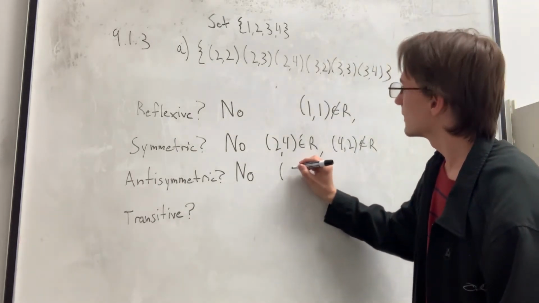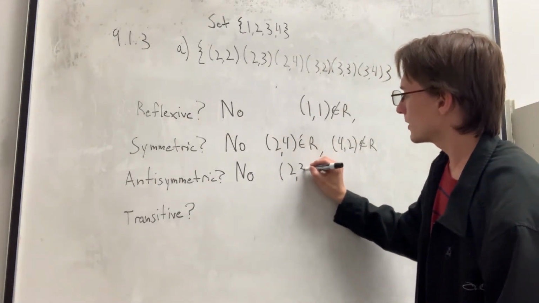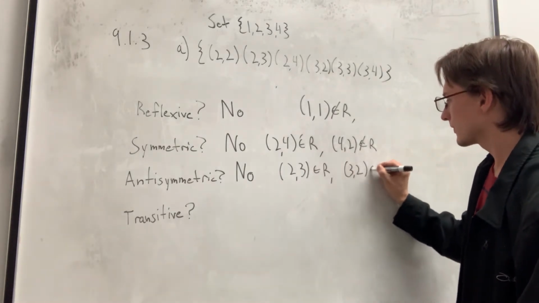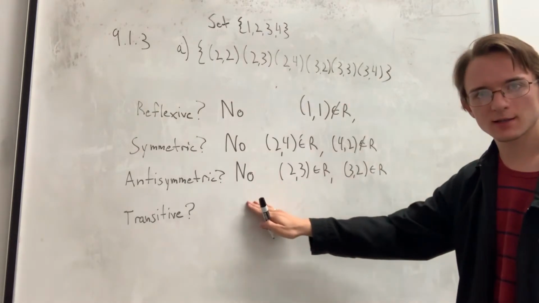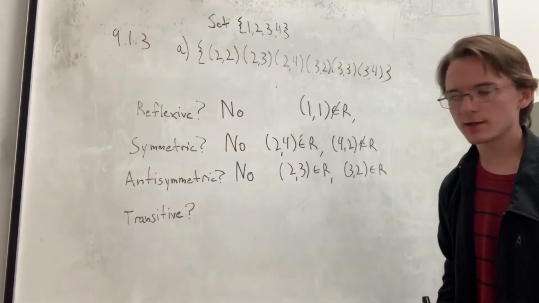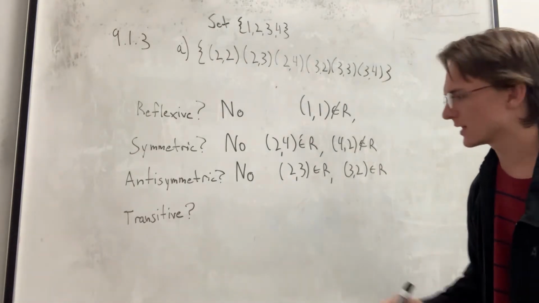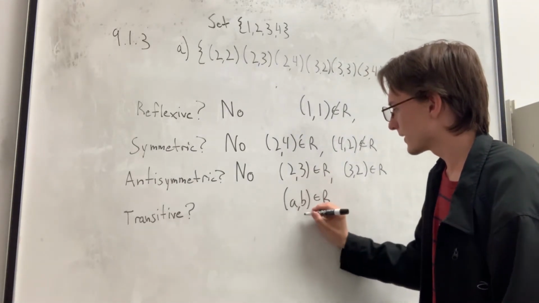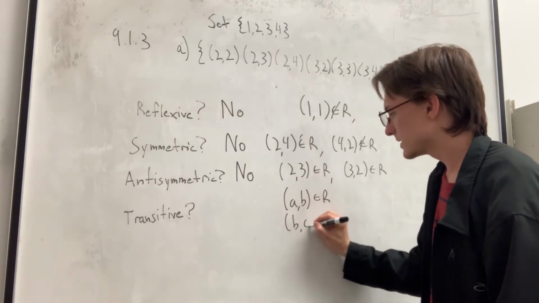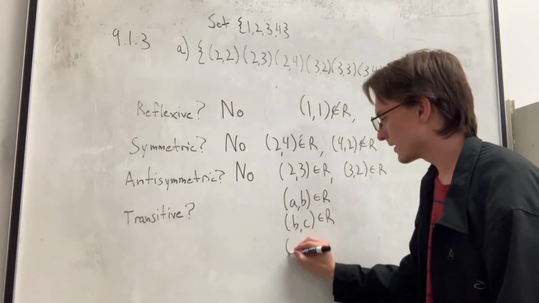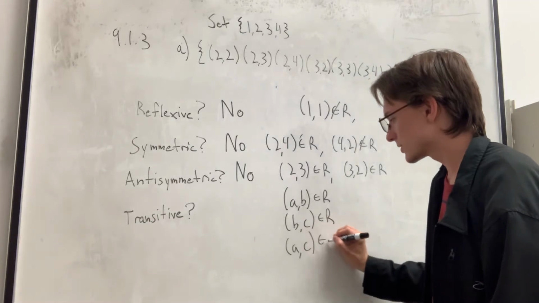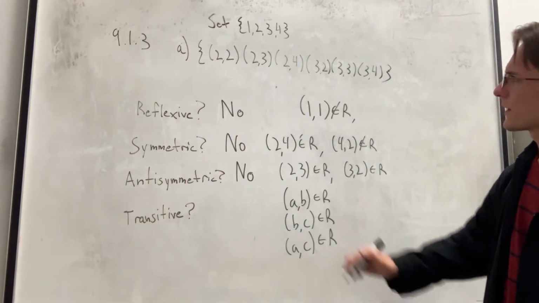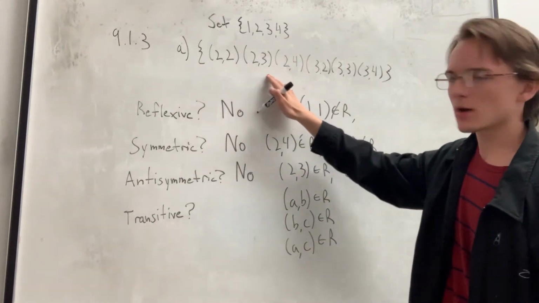So we have (2,3) in our relationship, but we also have (3,2) in our relationship, therefore not antisymmetric. Is it transitive? So this is a little more confusing. Basically the rule here is if (a,b) is in our relationship and (b,c) is in our relationship, then (a,c) must also exist in our relationship. So this is kind of easy to eyeball. We have (2,2) and we have (2,3), for example.